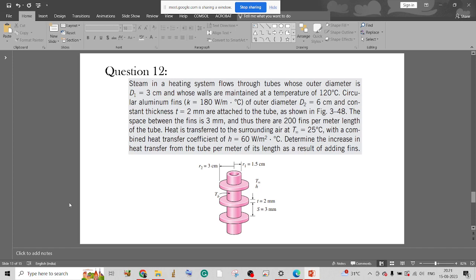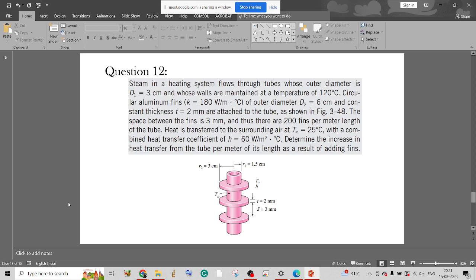Heat is transferred to the surrounding, that is the ambient air temperature is 25 degrees Celsius with a combined heat transfer coefficient of 60 watt per meter square degree Celsius. Heat transfer coefficient is also given between the pipe and the air. So determine the increase in the heat transfer from the tube per meter of its length as a result of adding fins. So how much increase in heat transfer took place when the fins are added per meter of the length? Because per meter 200 fins are there, and we have to find everything per meter of the length of the pipe.